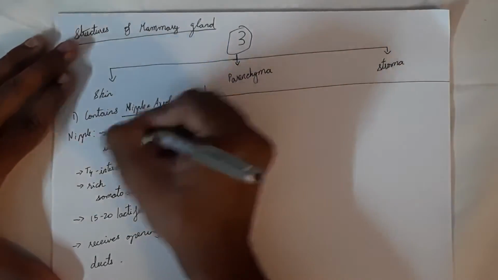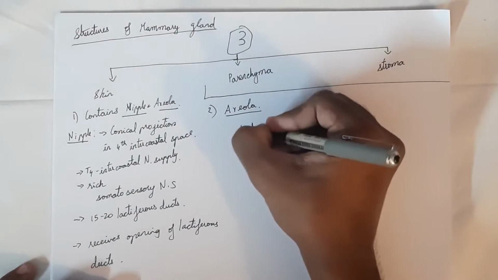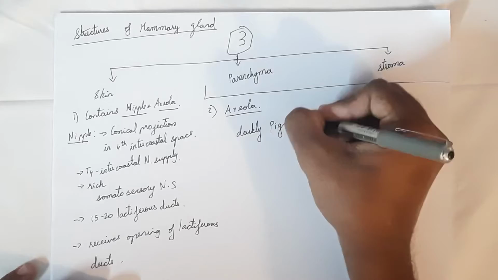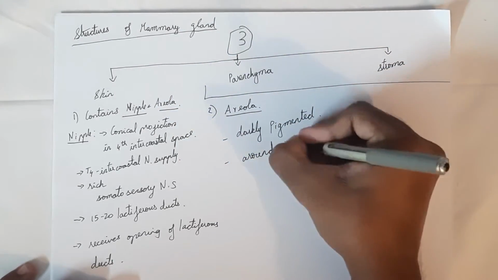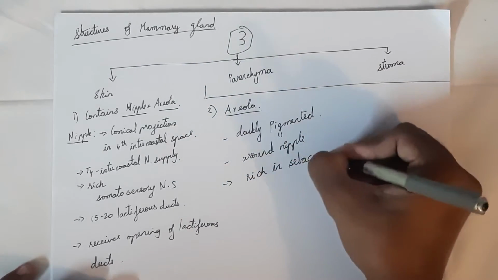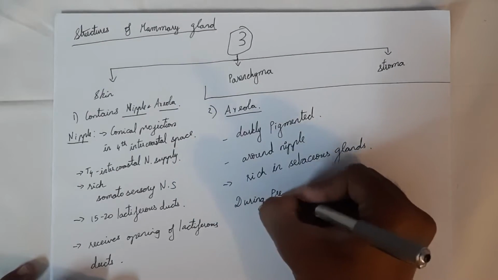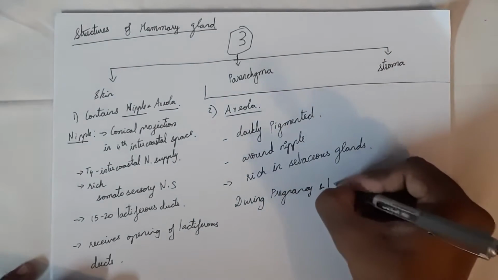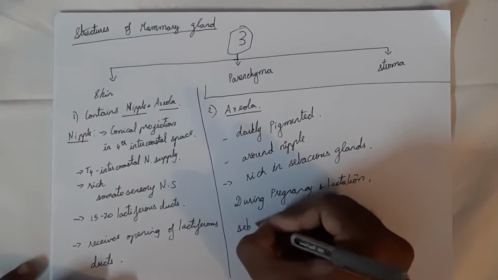And now moving on to the areola. It is darkly pigmented, present around the nipple, rich in the nerves of sebaceous glands, and during pregnancy and lactation, the sebaceous glands enlarge. These enlarged sebaceous glands are known as tubercles of Montgomery.